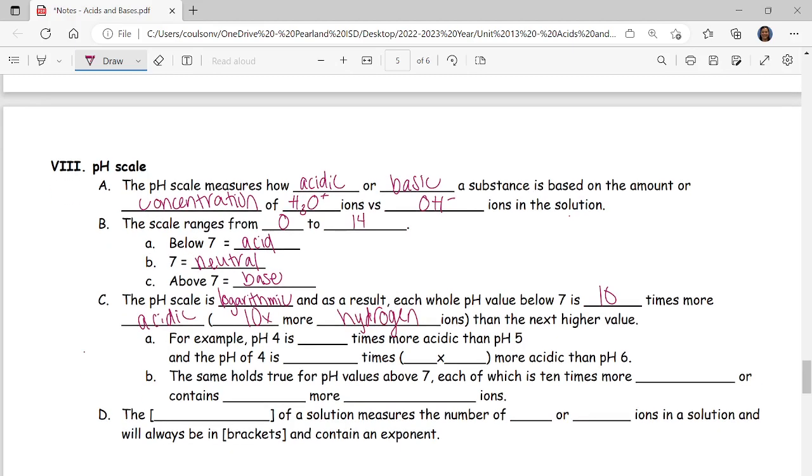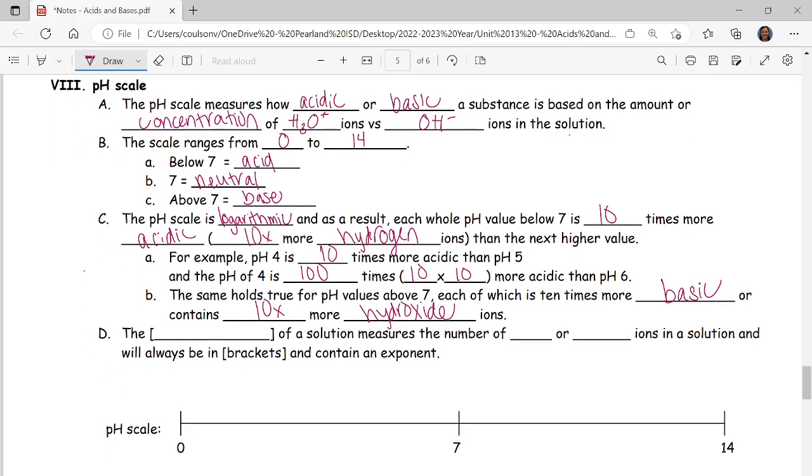So, for example, a pH of 4 is going to be 10 times more acidic than a pH of 5. And if you go from 4 to 6, you're adding another 10 times, so it's going to be 10 times 10, so 100 times more acidic than a pH of 6. So pH of 4 is 100 times, which is 10 by 10, more acidic than a pH of 6. The same holds true for pH values above 7, each of which is 10 times more basic, or contains 10 times more hydroxide ions, than the one that came before it.